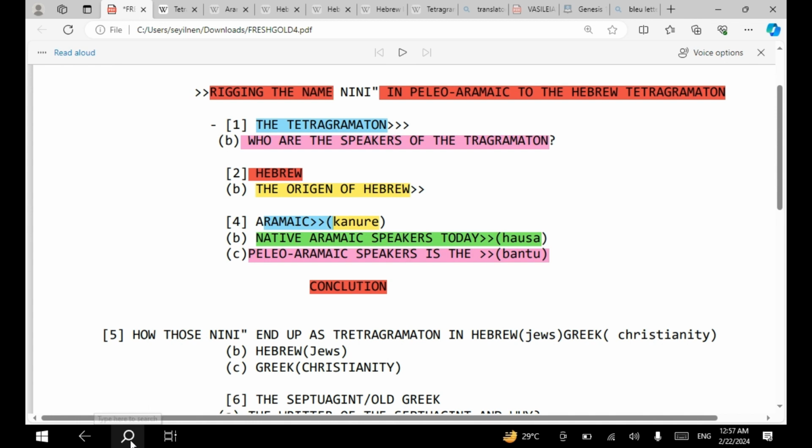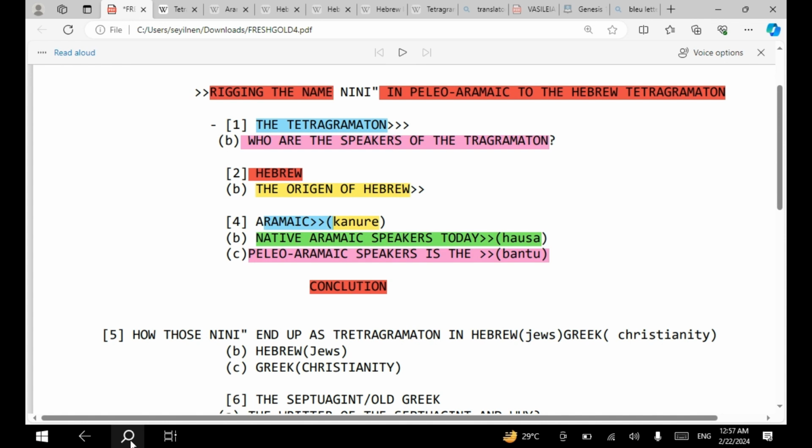Hold your Bible. Go to the book of... Where do we get the name NINI from? Here I want to show you. Exodus chapter 3 verse 14. Exodus 3:14. I'm going to read it here.